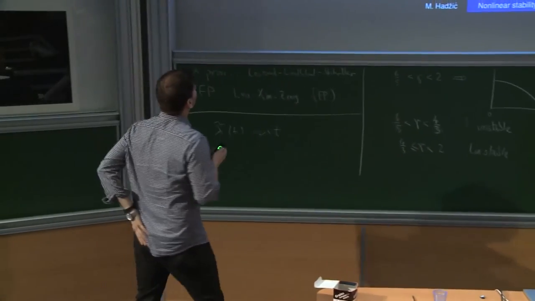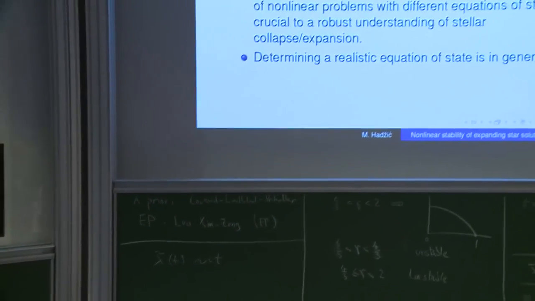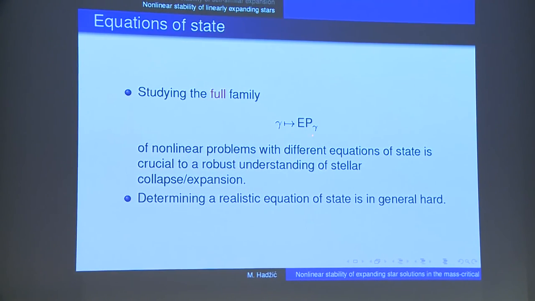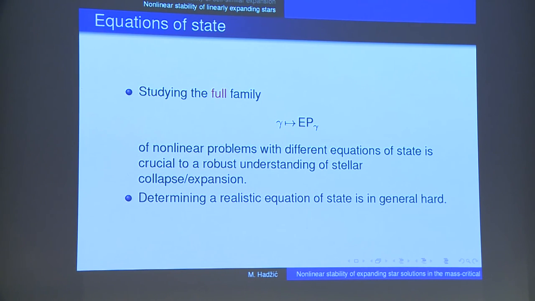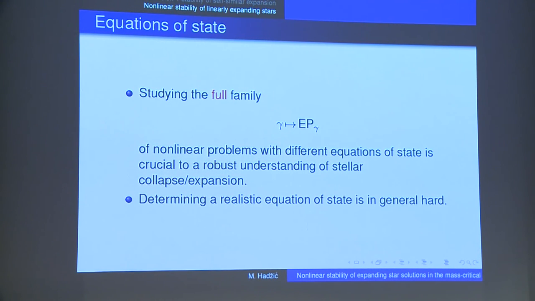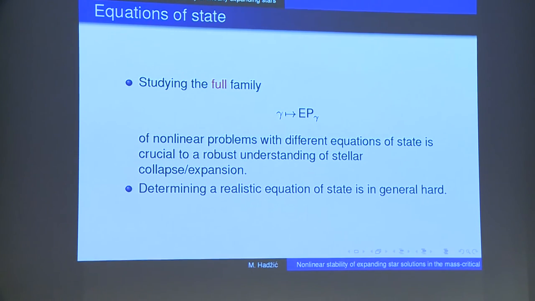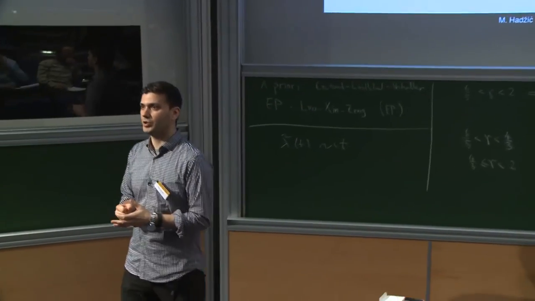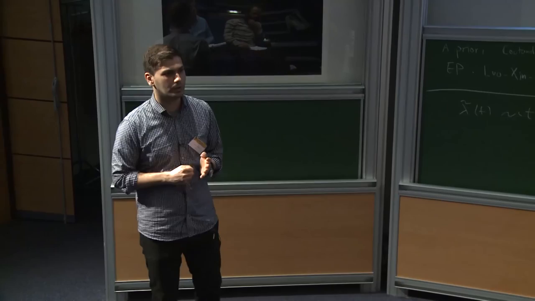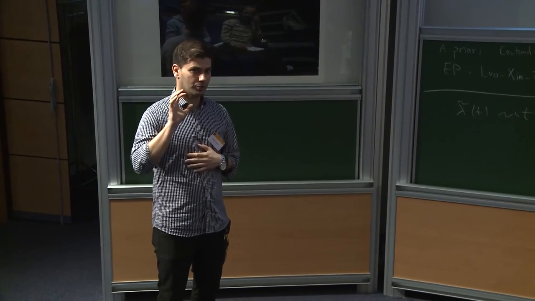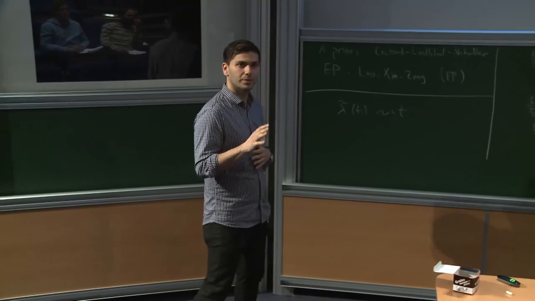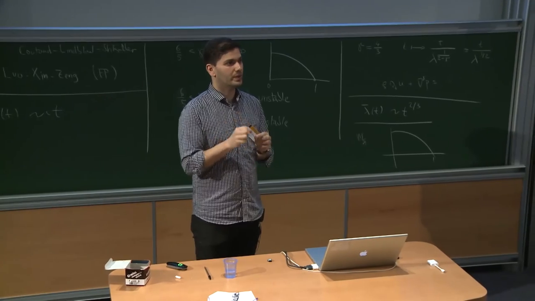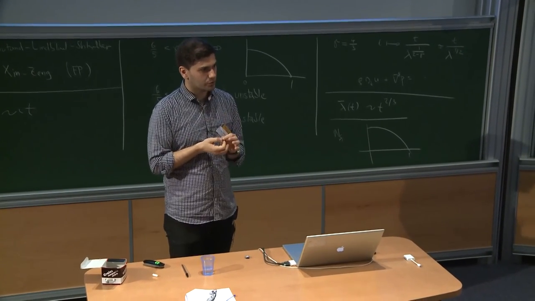And finally, I would like to point out this viewpoint that I believe studying this family of problems is really the right thing, because you really want to have a robust understanding of how equations of state affect the collapse. This is partly motivated by general relativity. If you think of the most famous example of a collapsing star in general relativity, it's the Oppenheimer-Snyder solution, which corresponds to the case where you don't have any pressure. So by a result of Christodoulou from '83, I believe, you can show that these are unstable solutions.